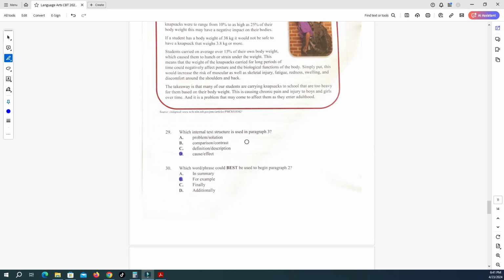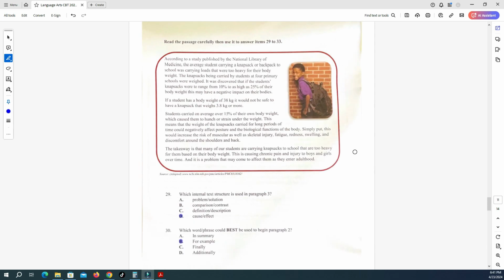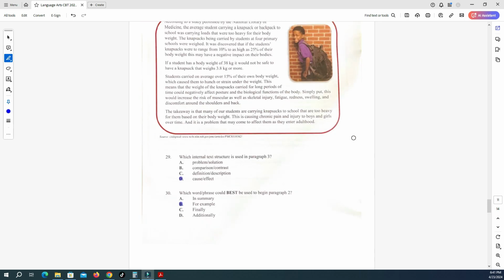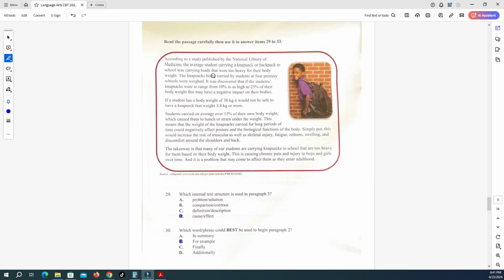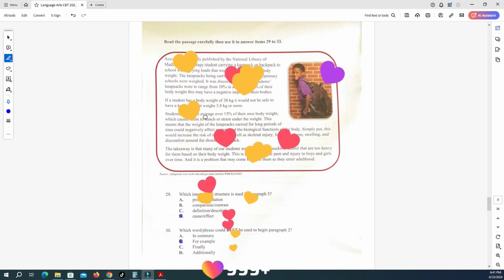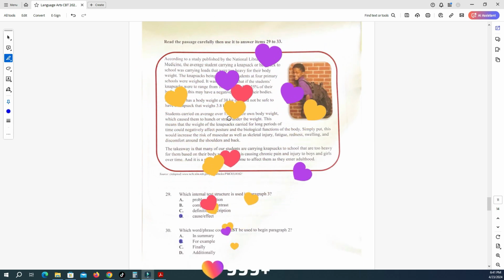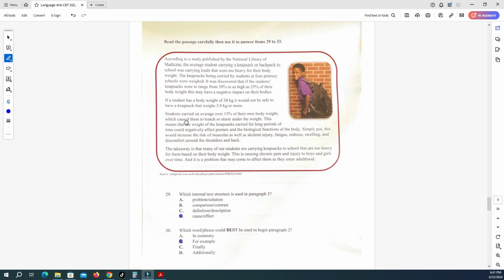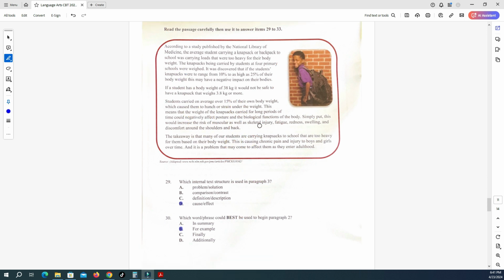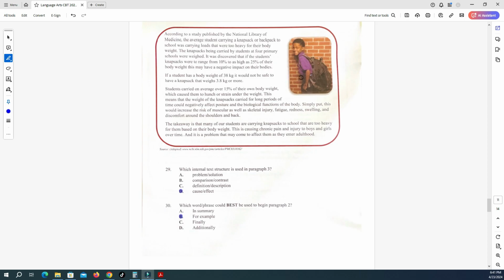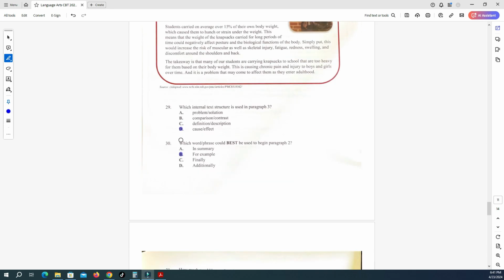So 29, which internal text structure is used in paragraph 3? So paragraph 3 is here. I select cause and effect, because I see here where it says students carried an average of 15% of their body weight, which caused them to hunch. So it's just a cause and effect of carrying the heavy knapsacks or backpacks. So I chose cause and effect.